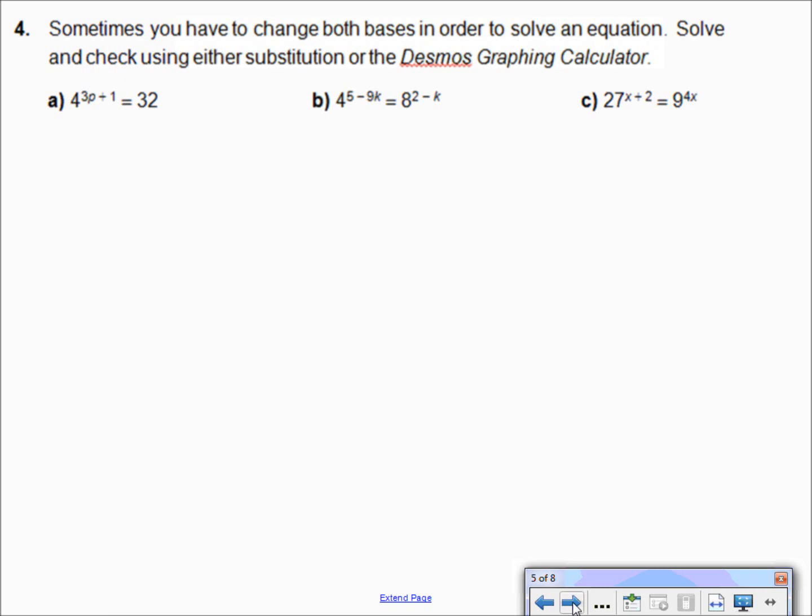Sometimes you have to change both bases in order to solve an equation. Solve and check using either substitution or graphing calculator. Okay? We're just going to do substitution for now. We're going to talk about graphing them tomorrow. Okay, for example, let's do the first one together.